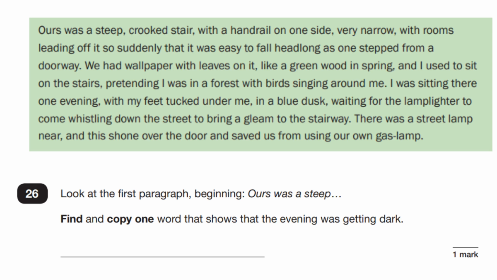"There was a street lamp near, and this shone over the door and saved us from using our own gas lamps." So that evening it was getting dark, therefore there must be a light to be put on. What words can I use for getting dark or light? There are actually four answers that you could use, but you only need one. I think dusk is the one that stands out to me, so I'd write dusk down there. But there are others: dusk, lamplighter, gleam, and shone as well. Anything that means you're getting the light on in the evening would get you the mark.